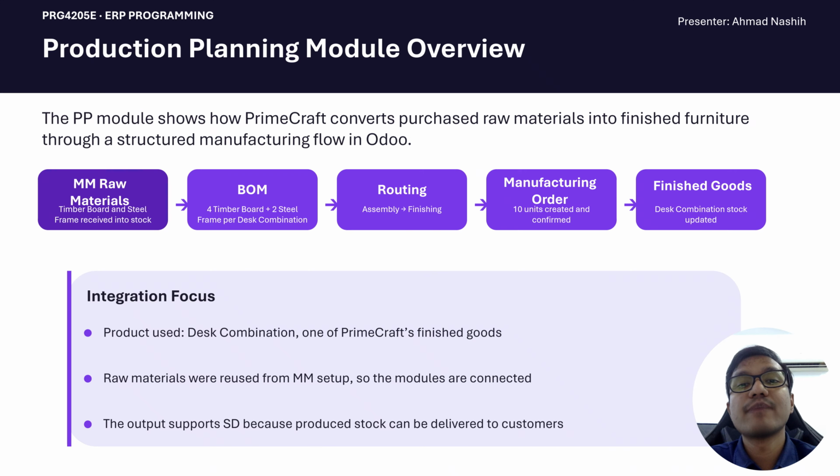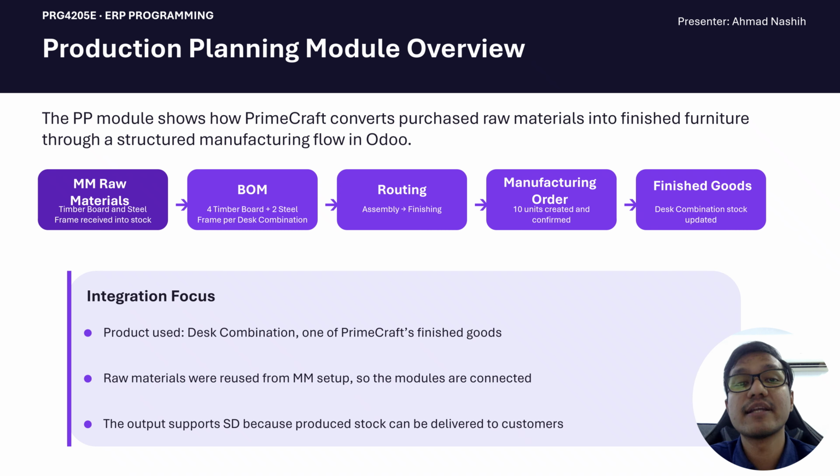The production planning module shows how Premcraft converts purchased raw materials into finished furniture. For this implementation, I use desk combination as the main finished product. The raw materials that were used are timber board and steel frame, which were already created and received into stock under the material management module.